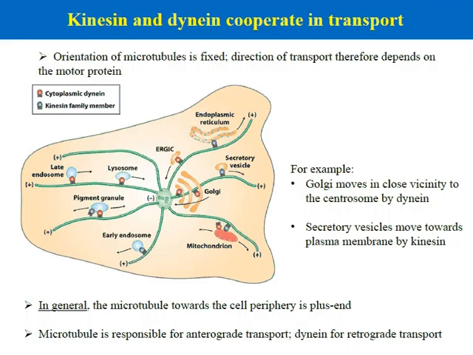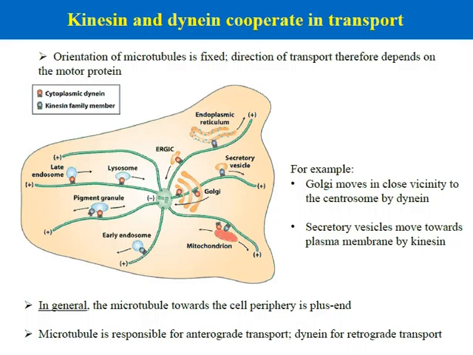So in other words, we can imagine that for those cargoes that move towards the periphery, they will be carried by the kinesin mechanism. And for those cargoes that need to move from the periphery back to the center of the cell, it is mediated by dynein, because it is towards the minus end, in that case towards the centrosome. So this is just a couple of examples showing that the Golgi apparatus actually moves in close vicinity towards the centrosome. So the Golgi is actually being carried by dynein along the microtubule.